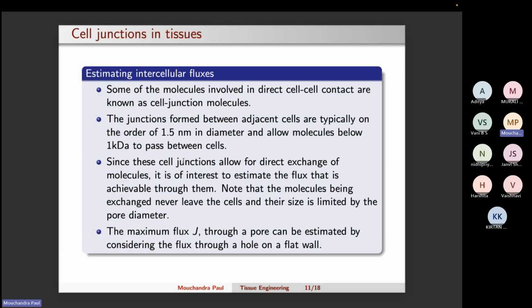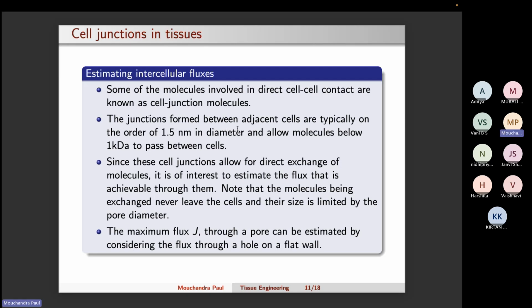Now, estimating intercellular flux. So you saw that in gap junctions, the molecules are transported from one cell to another. So what is the flux of this? It means what is the rate of movement of these molecules per unit area per unit time? Or at what concentration these molecules are moving per unit time and per unit area. That is the definition of flux in general.